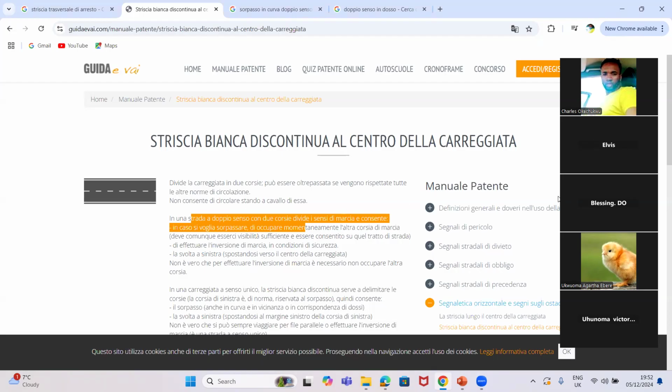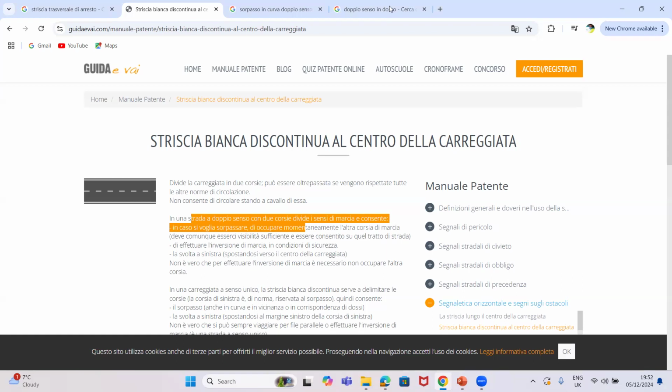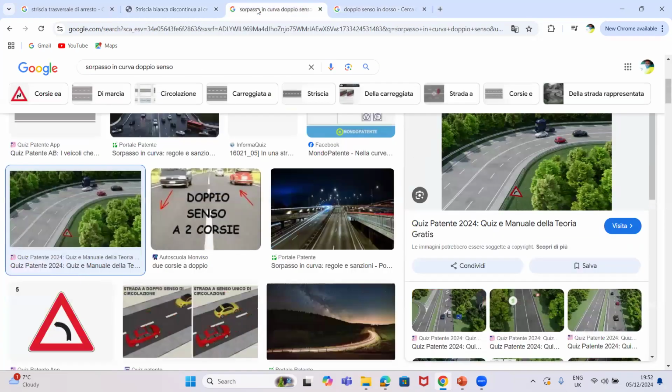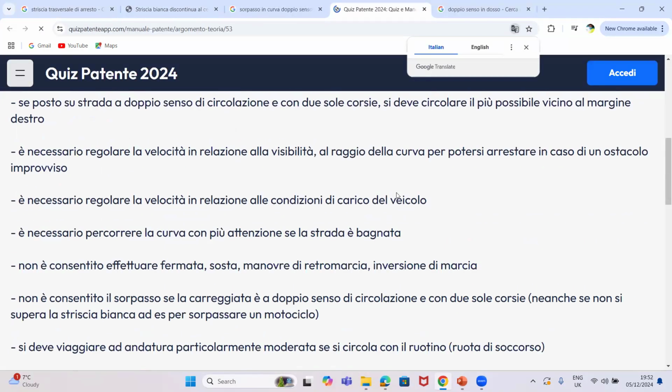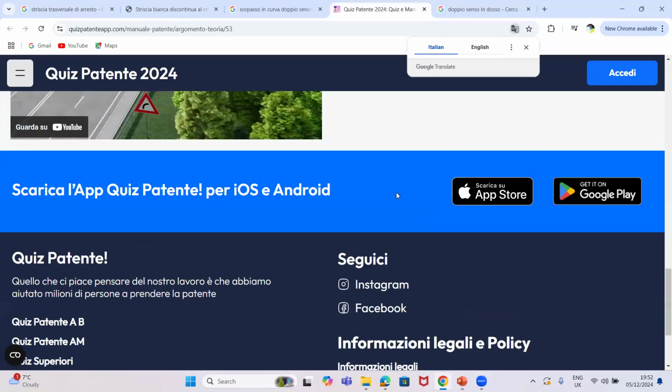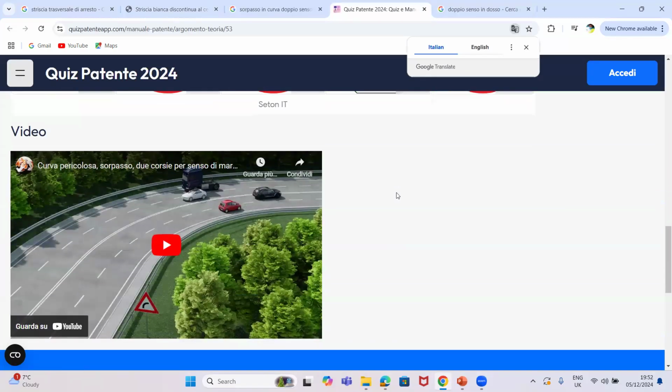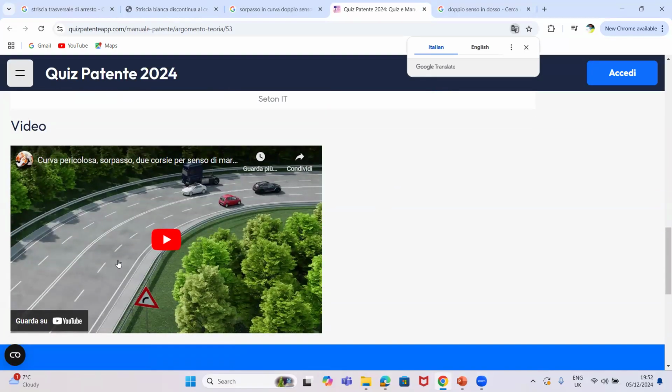Now, I wanted to show us that picture before, where they told us they were talking about overtaking in doppio senso. Guys, look at this picture. What do you notice in this picture? You see that this is a carreggiata B, and this is a doppio senso. I believe many of you don't understand why it's a doppio senso.